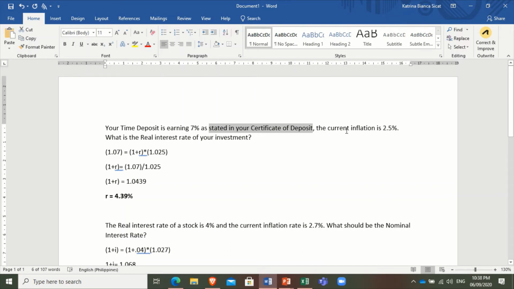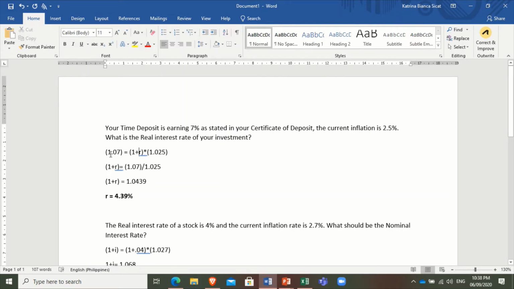And then, given our current inflation, which is 2.5%, what we are looking for, using the Fisher effect, is what would now be the real interest rate of your investment? So, our formula is 1 plus, I already added it. 1 plus your nominal interest rate is equal to 1 plus, since this is our missing part, this is what we are looking for, this 1 plus R. 1 plus your real interest rate multiplied by your 1 plus the inflation rate.